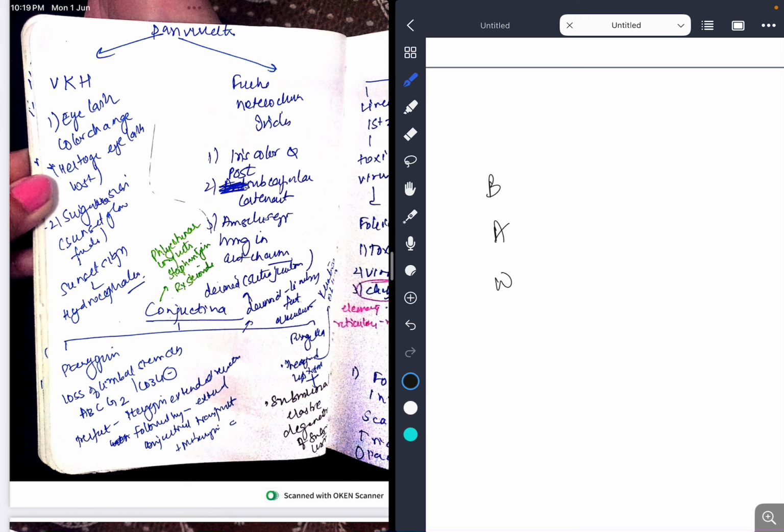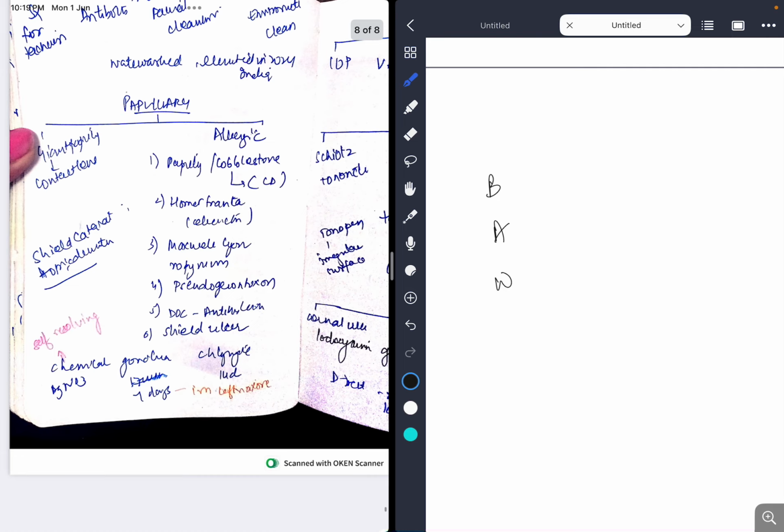So just a correlation. In Fuchs heterochromic iridocyclitis, there is iris color loss, there is posterior subcapsular cataract, and then there is Amsler sign, not the Amsler grid test. Amsler grid we have studied in macula. The specific Amsler sign is because of hemorrhage in the anterior chamber. If I was an examiner, I would definitely ask you what is Amsler sign.